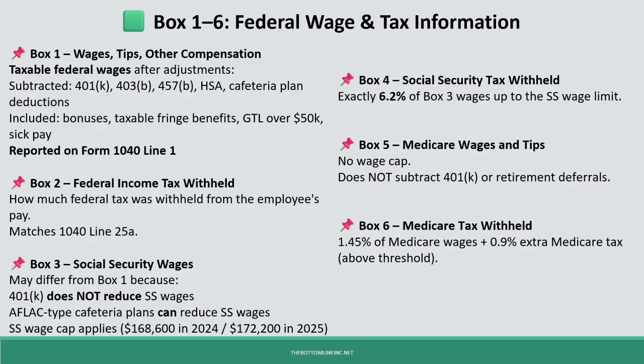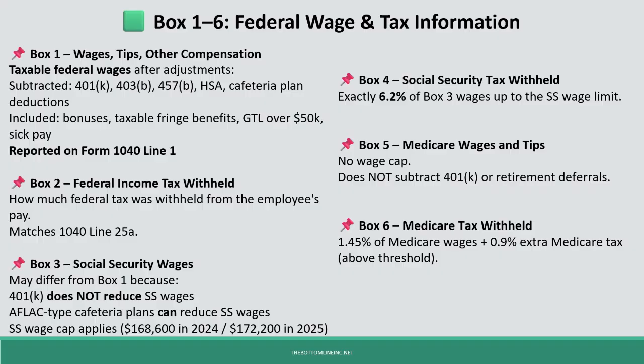Social Security, in box four, is taxed at exactly 6.2% of box three, up to the wage limit of the 168,000. So you're only taxed at 6.2% for Social Security, and that goes in to pay Social Security for retirement. As you age or if you get disabled, you can collect Social Security disability. So that's what all that tax is used for.